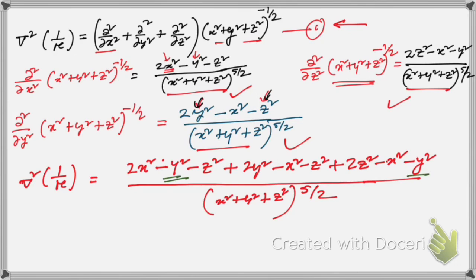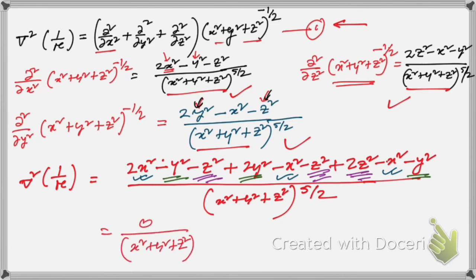Now minus y square cancels with plus 2y square. Similarly, minus x square cancels with 2x square. Similarly, minus z square cancels with 2z square. So that's why here we will get 0 divided by x square plus y square plus z square whole to the power 5 by 2, and 0 divided by anything is always 0. So the Laplace operator on 1 by r gives 0.